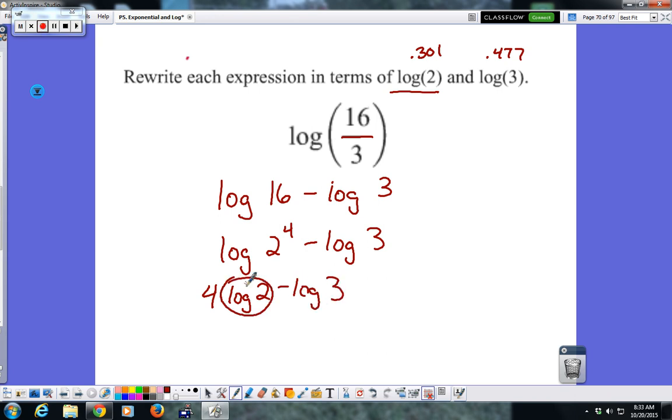I know what the log of 2 is. I know what the log of 3 is. So I could actually plug those two values in. That would be 4 times 0.301 minus 0.477, which we don't have to do because the problem actually just said rewrite each expression in terms of log 2 and log 3. I just put those two up there just to show you kind of why you're going in that direction. If I gave you this and this, could you find the log of 16/3? Okay, let's do another one.